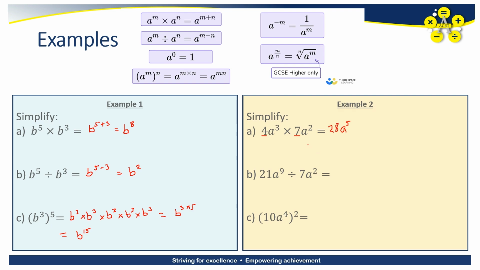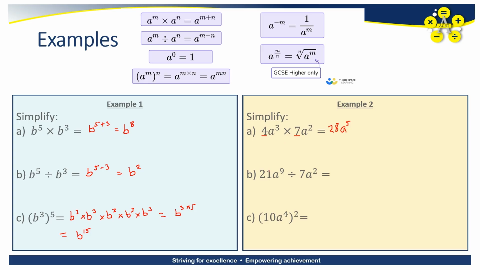And one of the biggest misconceptions is because we're adding the powers, some people sometimes add the usual numbers. And I've seen lots of times where people would write 11a to the power of 5 here. But that's not the case. We're multiplying our integers and then we are adding our powers.